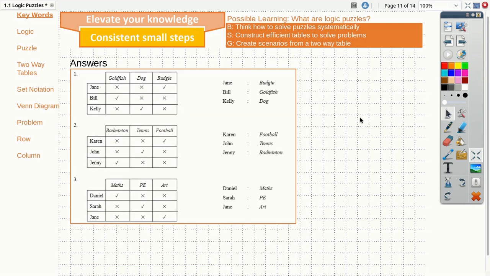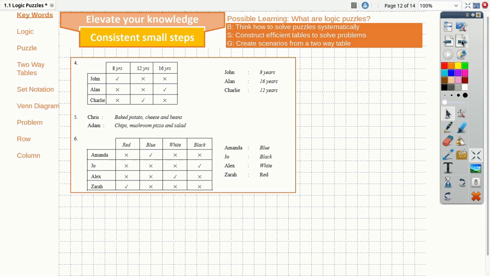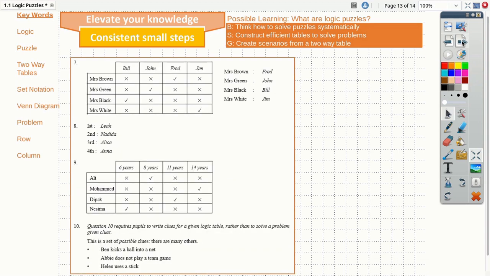Here are the answers for the questions. Questions 1 to 3. Questions 4, 5 and 6. And 7, 8, 9 and 10.